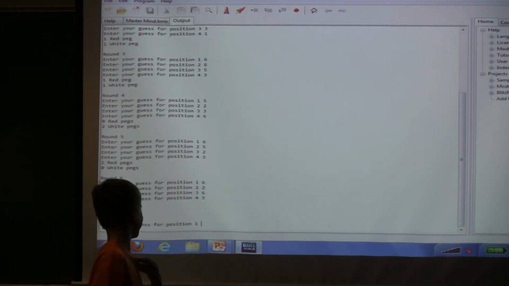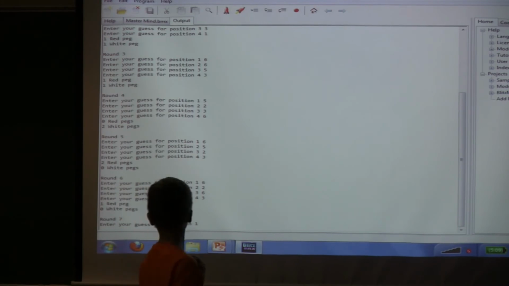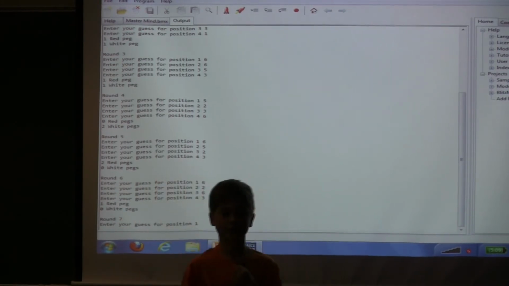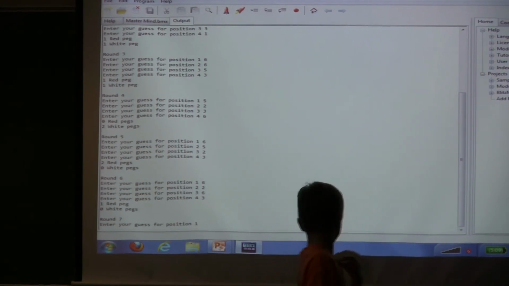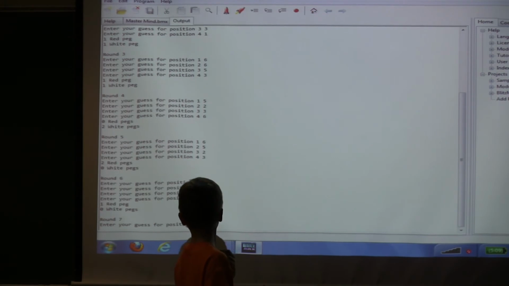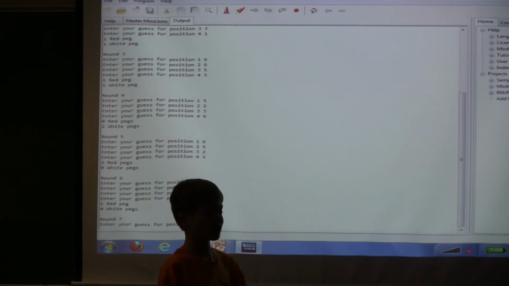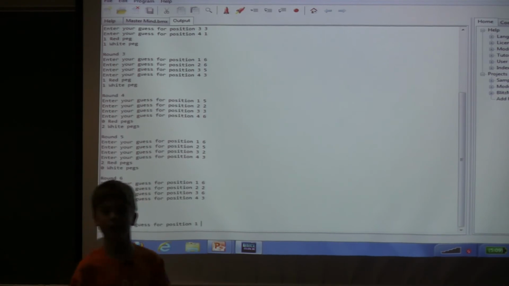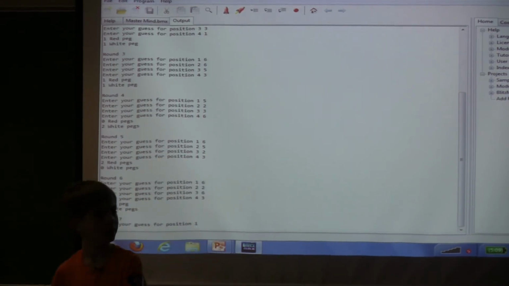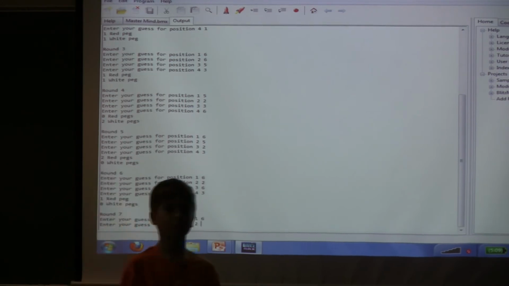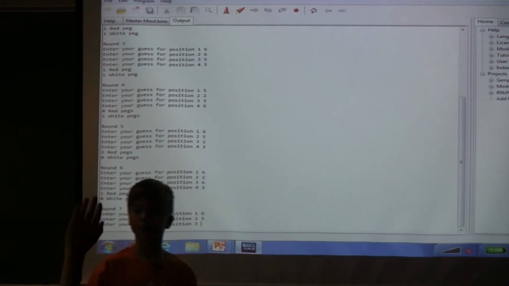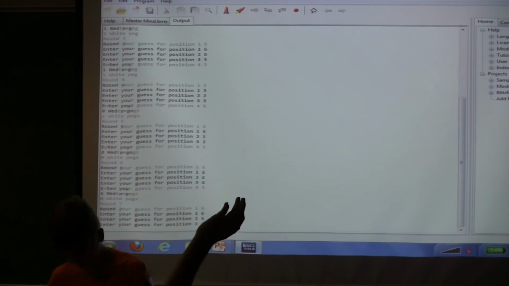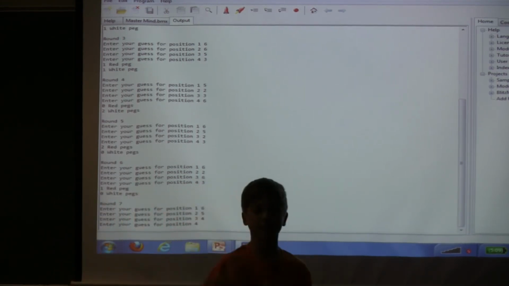1 red peg. What round? 7. Okay. Maybe 5 was in the right spot, which means only one of those is correct, right? No, 6 is fine. We know 6 is one of them because we put 6 in every time, and we got a red peg for it. How about back here? 6, 5, 4, 2.